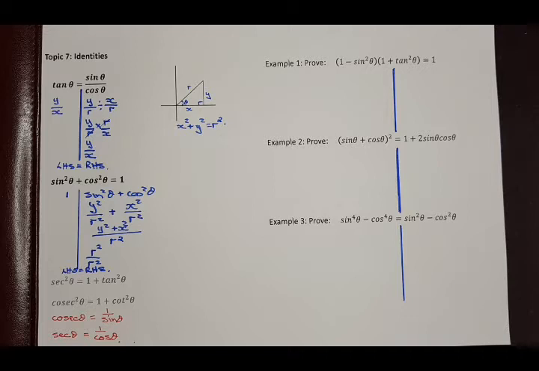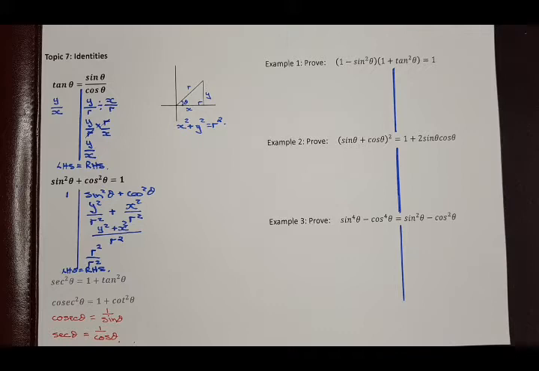Now, when we do proofs going forwards, we're not going to use x's, y's, and r's anymore. It gets quite messy. We are going to use these to prove every other identity. And there are a couple of methods to try.